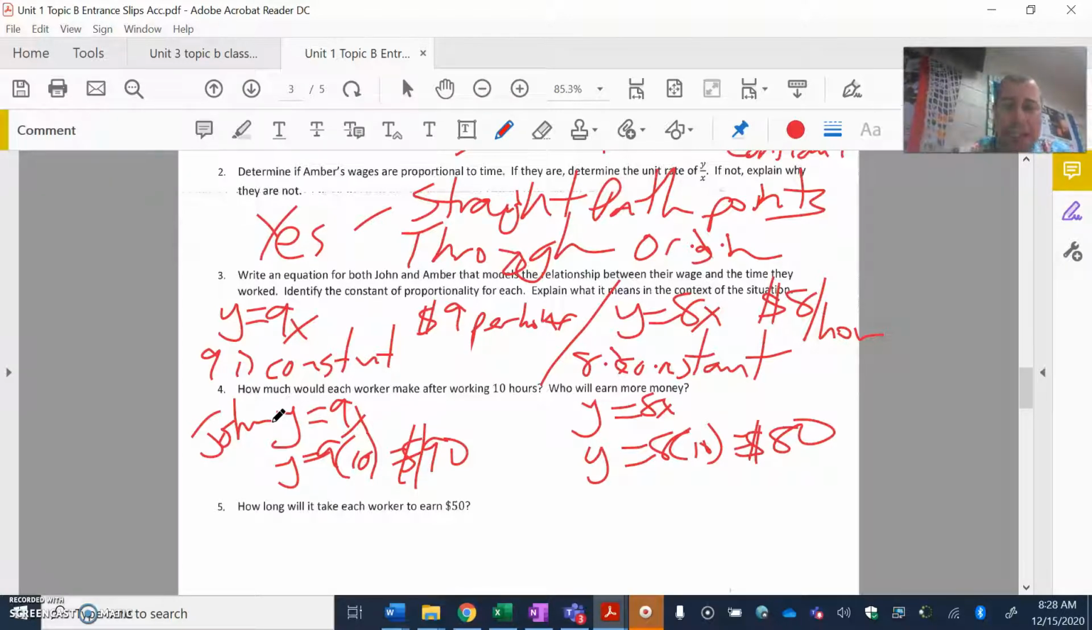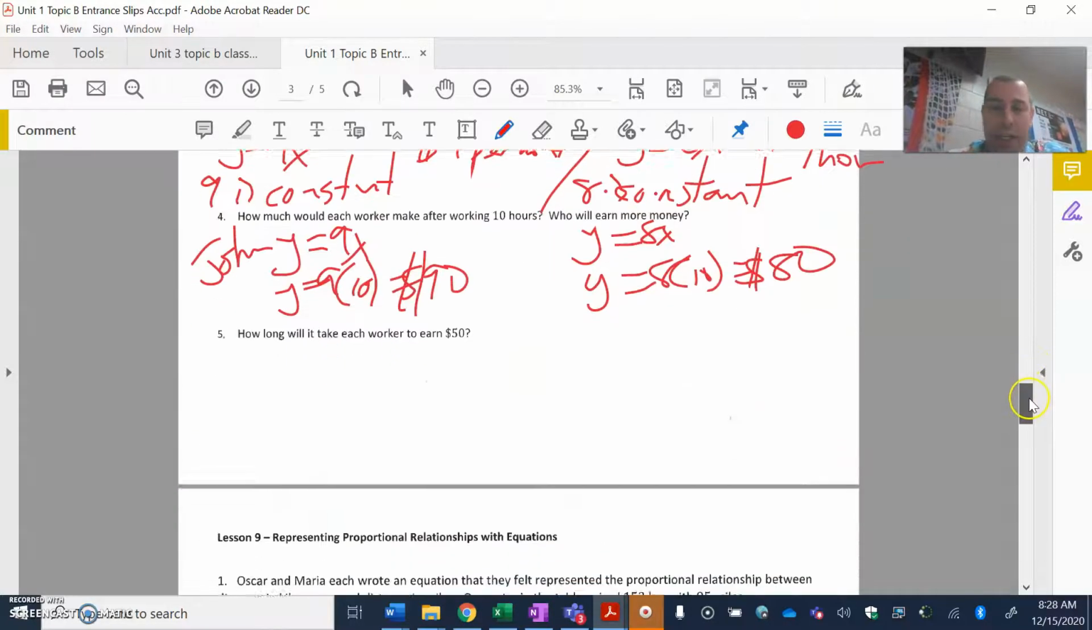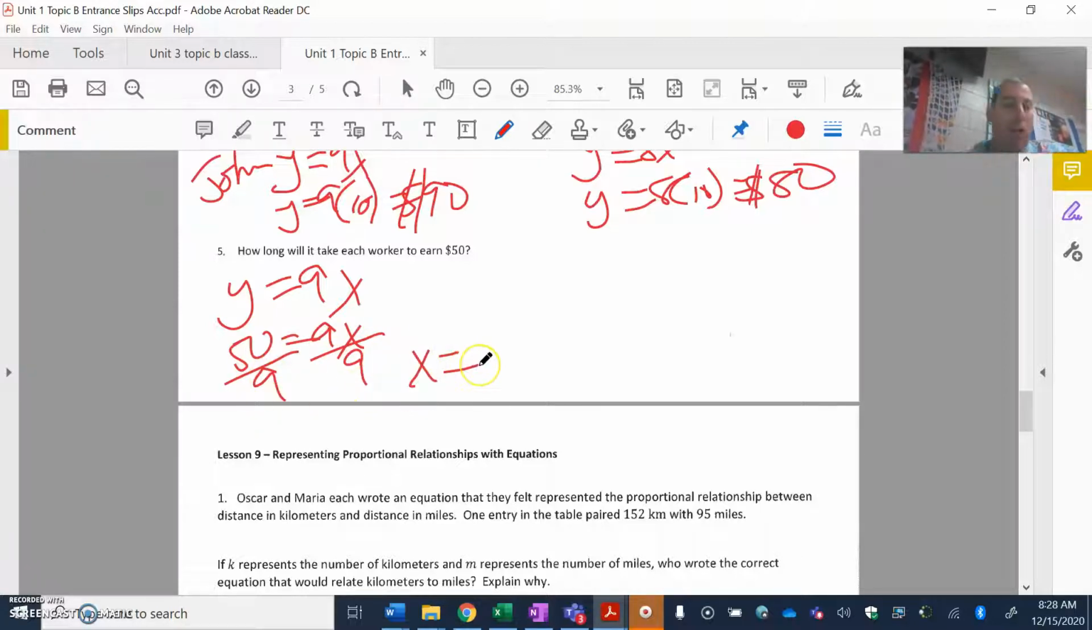All right, and how long will it take each worker to earn $50? Well, just like we saw up on our table, your money that's here, that is your y coordinate. So again, if I go back to my equation of y equals 9x, I can put my 50 in there, and there we go. Now I know I'm going to divide by 9, and I can end up solving here. If I reach for my calculator and type in 50 divided by 9, I get 5.555 repeating. Now again, this is where I think they need to do a better job regarding directions of what they want.